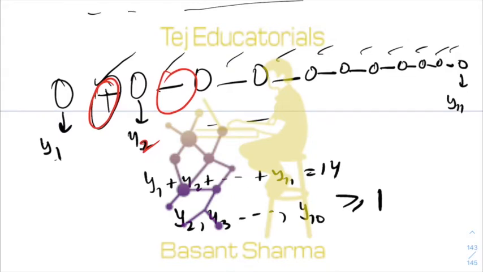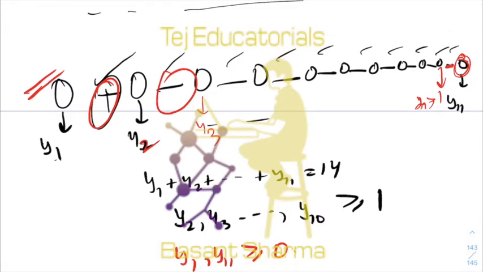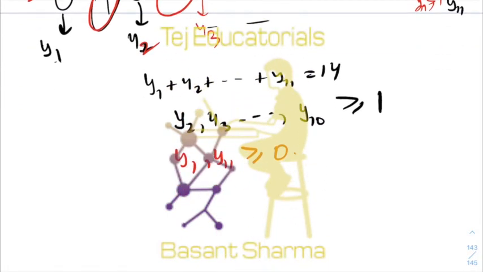So y2 is greater than or equal to 1. Similarly y3 is greater than or equal to 1, and so until y10, this should be greater than or equal to 1. And y1 and y11 can be greater than or equal to 0, because this is the last person here. So to his right you can have any number of seats, it doesn't matter. Similarly for this place.